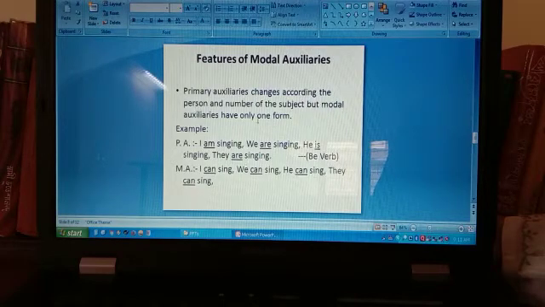So here we can see that the subjects are more or less the same. I, we, he, they. But here the modal auxiliaries, they are not changing. In every case it is the same, that is can. I can sing, we can sing, he can sing, and they can sing.